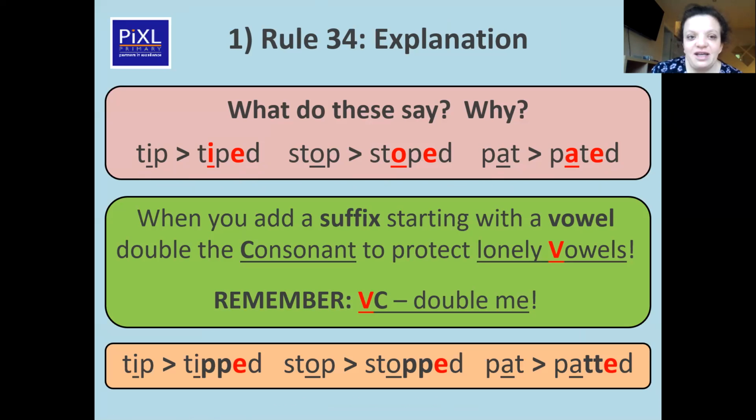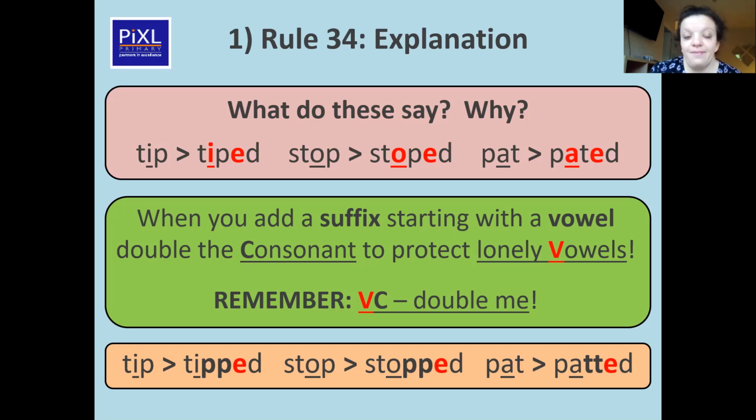So when you add a suffix starting with a vowel, so -ed, -er, -ing, all of those, you've got to double the consonant to protect lonely vowels if the vowel is short. So remember, our short sounds: our five vowels, a, e, i, o, u, make the short sounds a, e, i, o, u.